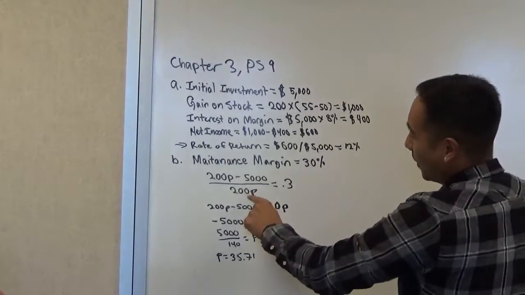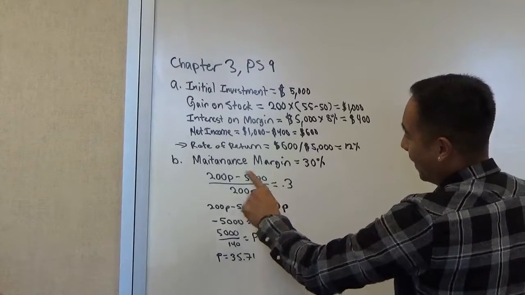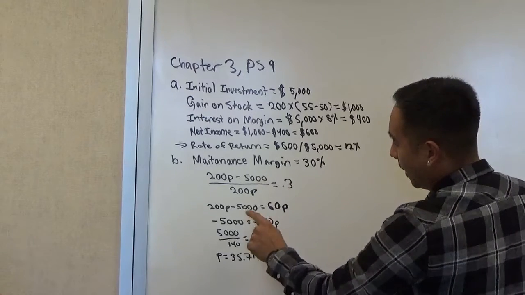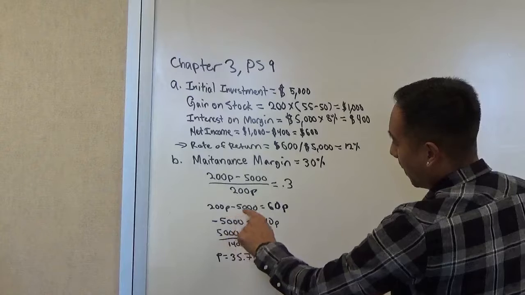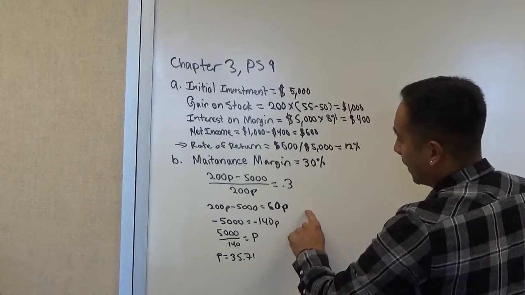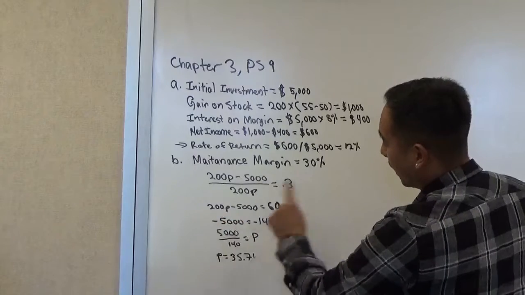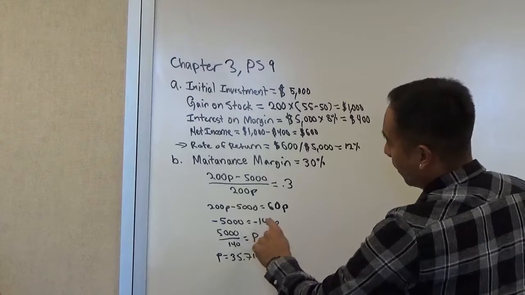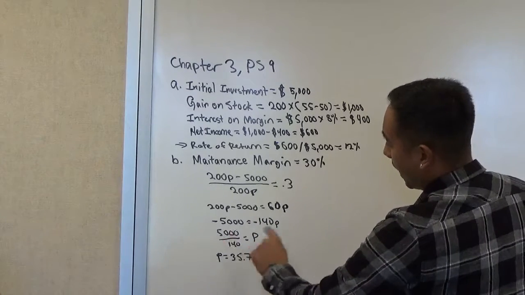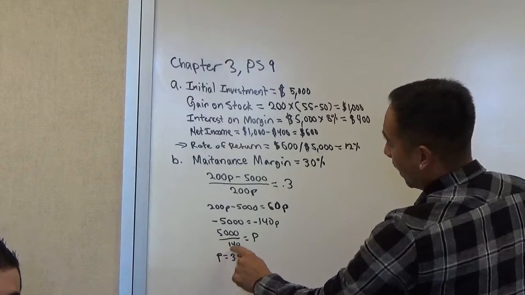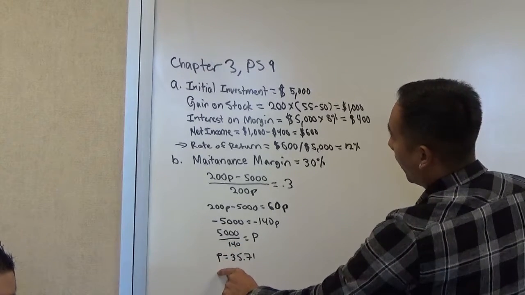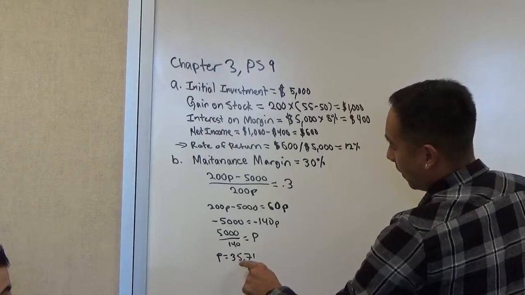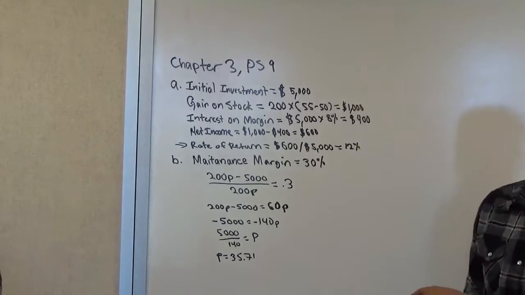First you multiply both sides by 200p, right? So that removes 200p from there, and then you multiply this side by 200p. You end up with this, which is 200p minus 5,000 equals 60p. And then you want to move 200p to the other side, which you will end up with negative 5,000 is equal to negative 140p. And then to get p, you just divide 5,000 by 140. And then the price, your critical price is $35.71. So if the price goes below that, you're going to get a margin call.